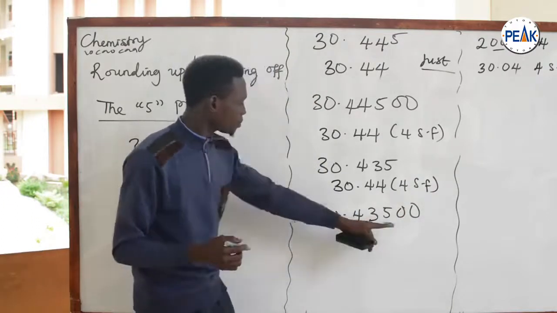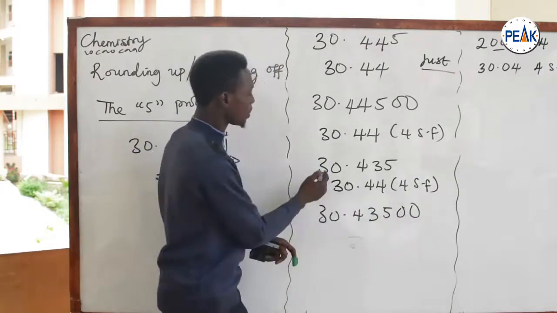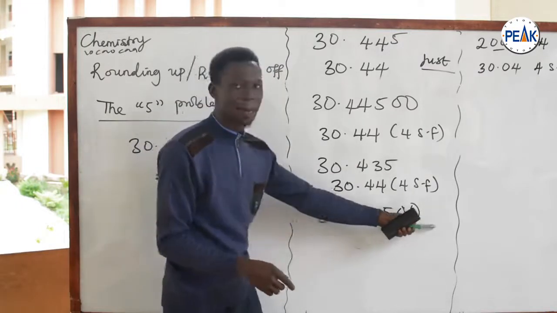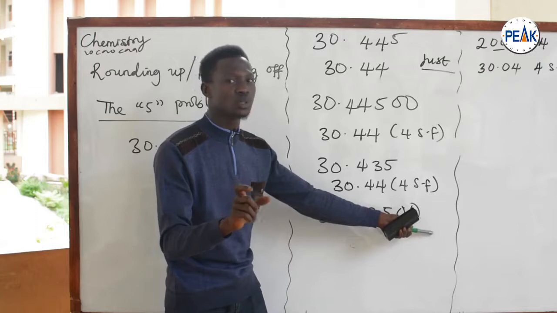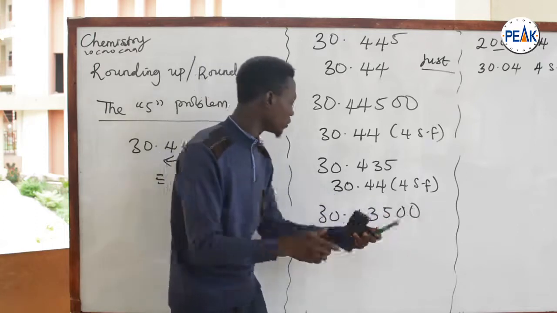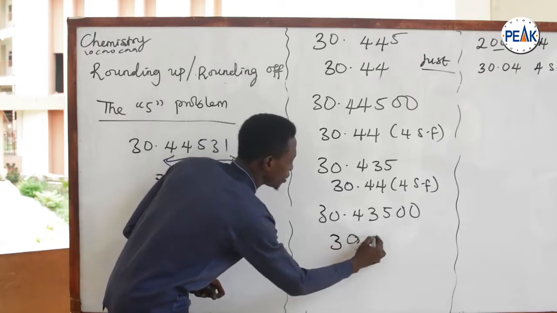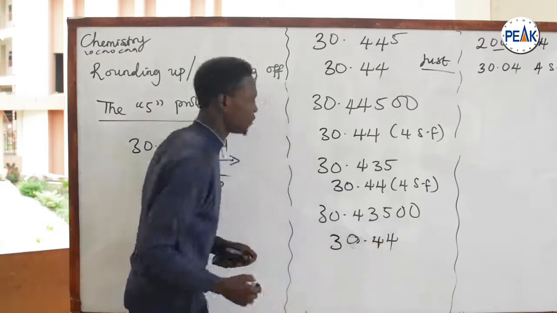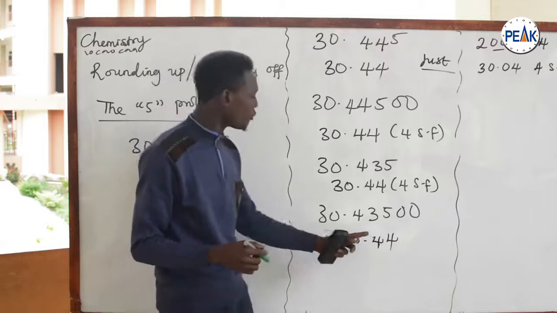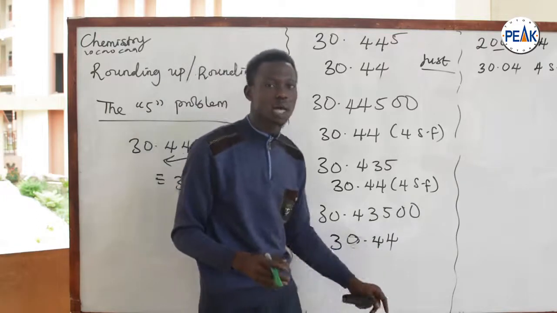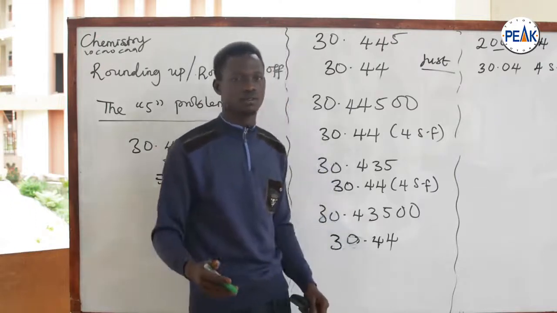And then the same rule that applies here will also apply here, because 5 is just followed by zeros. Which means that if I want to round this figure, it becomes 30.44 to 4 significant figures. That is that about rounding up and rounding off.